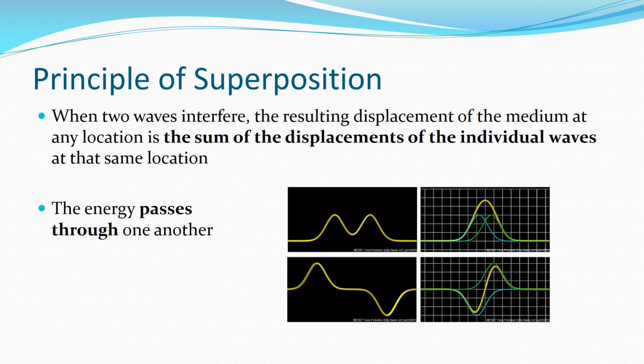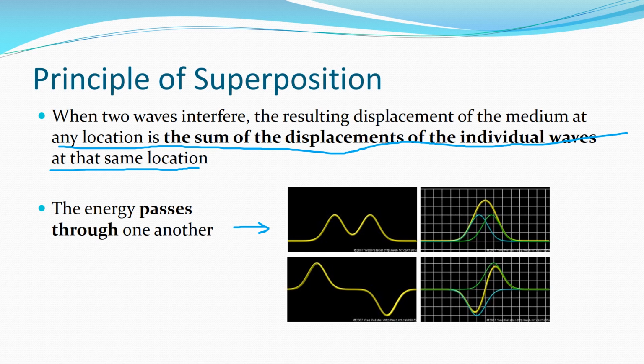So the principle of superposition is essentially what I was saying in the other two slides. When two waves interfere, the resulting displacement of the medium at any location is the sum of the displacements of the individual waves at that same location. So that's important. So if we have two waves that have the same amplitude, we have to add up their amplitudes at each location.